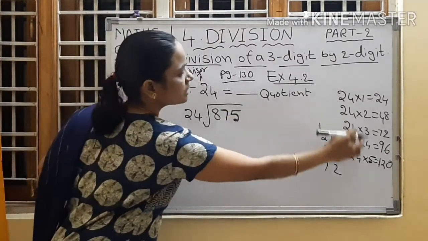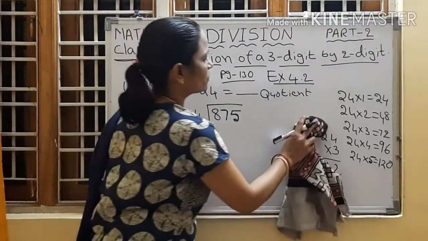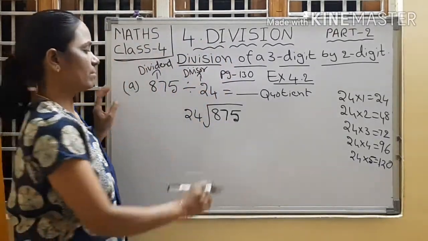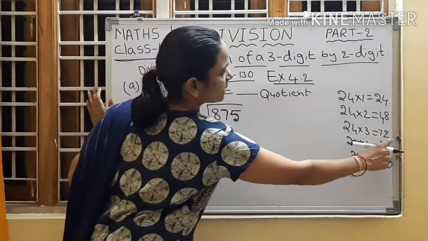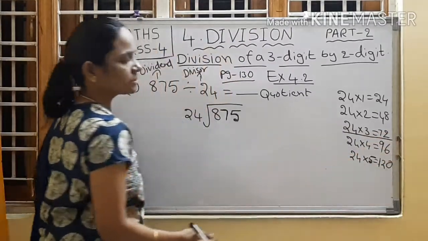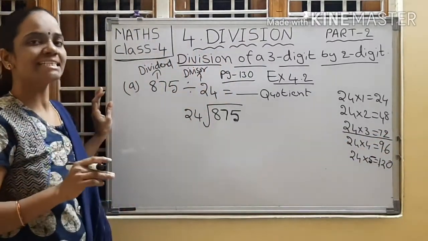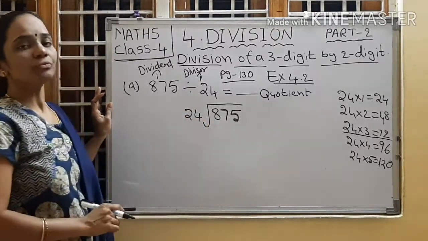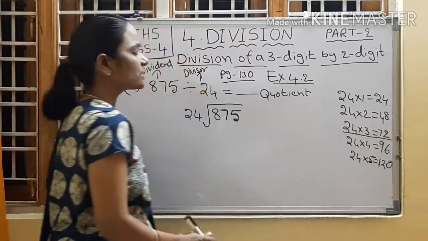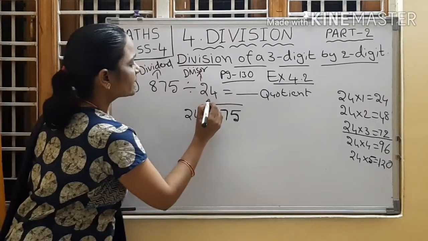Will you get 87 in the 24 table directly? No. So what we have to do? We have to take the nearest and smallest number to 87. Here the nearest and smallest number is 72. 24 threes are 72. 24 fours are 96. We can't write that because 96 is greater than 87. So we take 72. 24 threes are 72, so up write down 3.